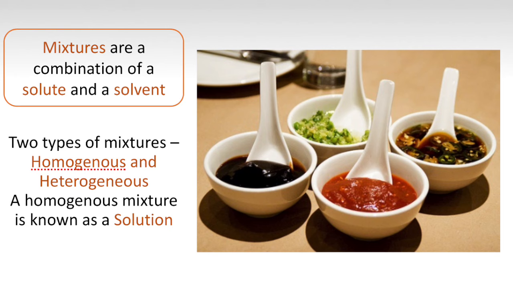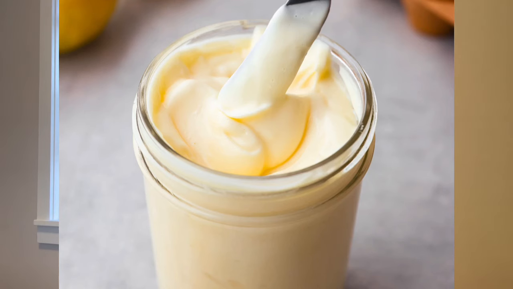So the basics are that sauces are a mixture. They're a combination of a solute and a solvent. And there are two types of mixtures. We have a homogeneous mixture and a heterogeneous mixture. Homogeneous mixtures are also known as a solution since it is of one type of consistency and texture.